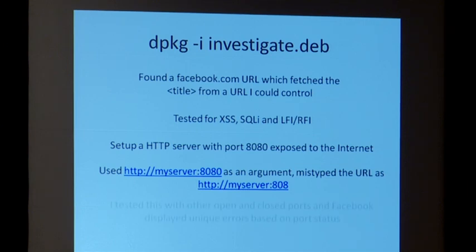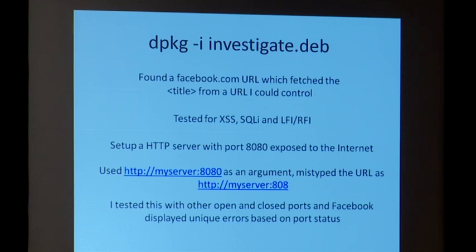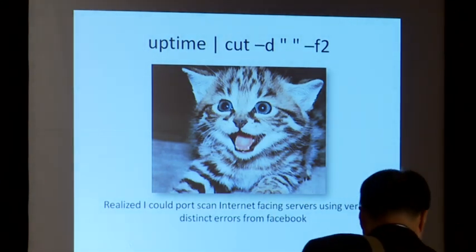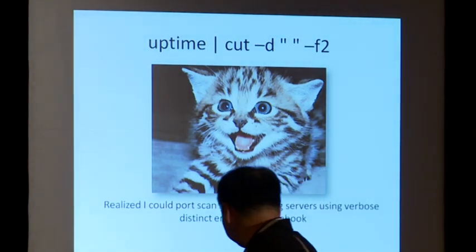I noticed that Facebook gave a distinct verbose error for a closed port, because 808 was closed on my system. I tested again with open ports as well as closed ports. I tested with non-HTTP protocols like 22, 23. Then I tested with HTTP-based protocols as well. I found that Facebook returned a different kind of error for several different categories of ports that I tested. And what did I realize? I realized I could port scan internet servers using this vulnerability, based on the distinct errors that Facebook gave me.